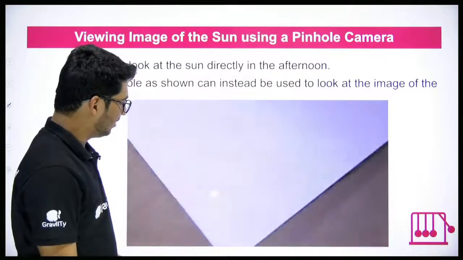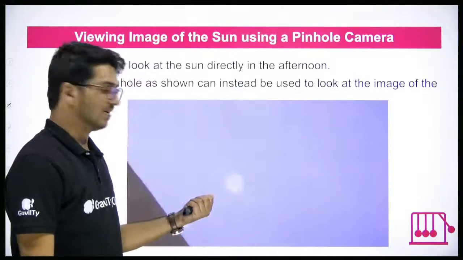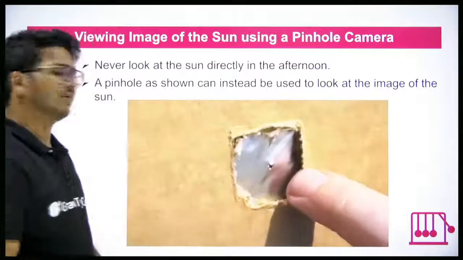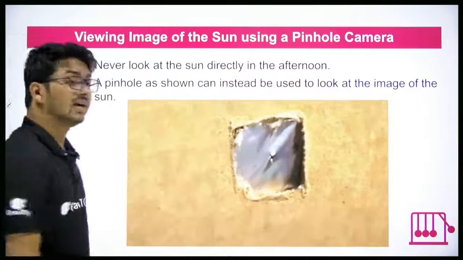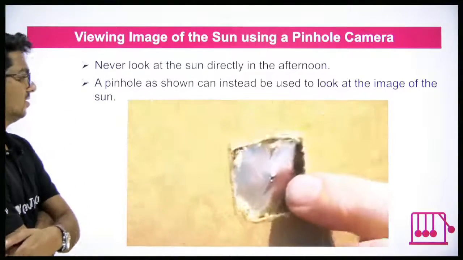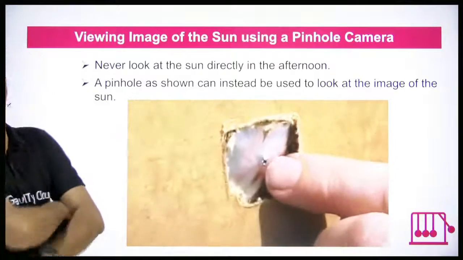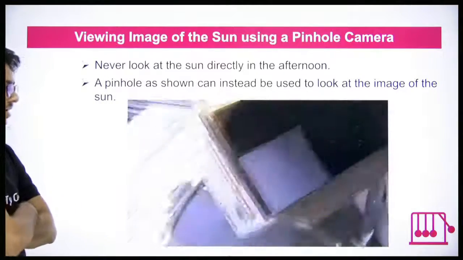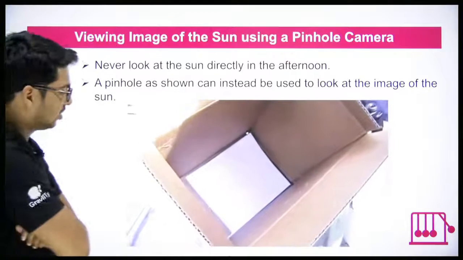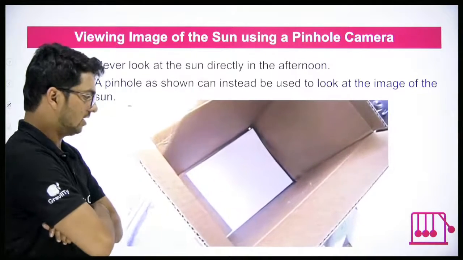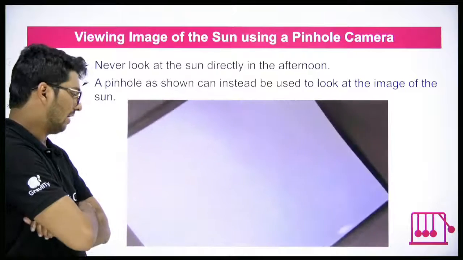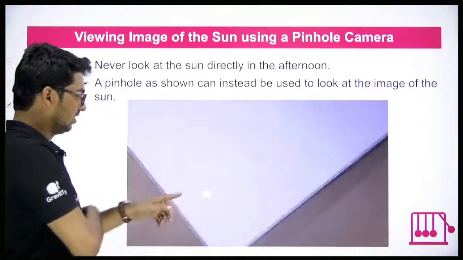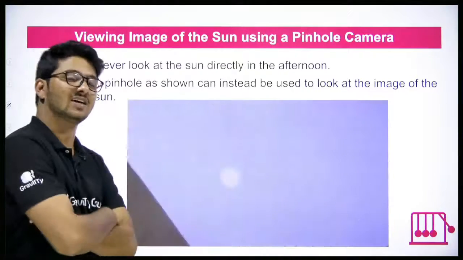Can you see any image? See here, it's colorful, right? It's white. Obviously, sun during the noon will be white. So you get a round image of the sun. It's again shown, but this time focus on the image of sun. You'll get a round image of the sun. There you can see it. The round image of the sun.